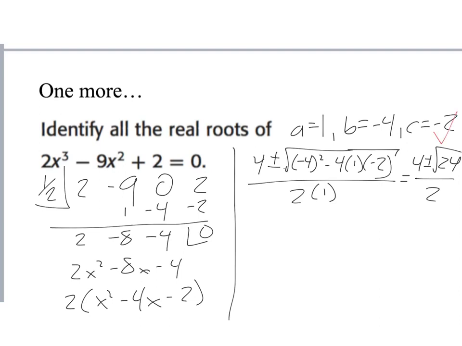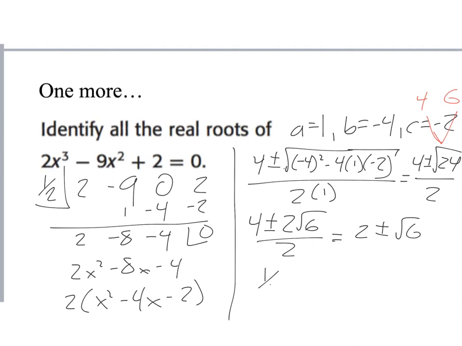24 factors, let's see, 4 and 6. 4, the square root is 2. So this is 4 plus or minus 2 root 6 over 2. And that's going to reduce to 2 plus or minus root 6. And so our solutions are 1/2 and 2 plus or minus root 6.